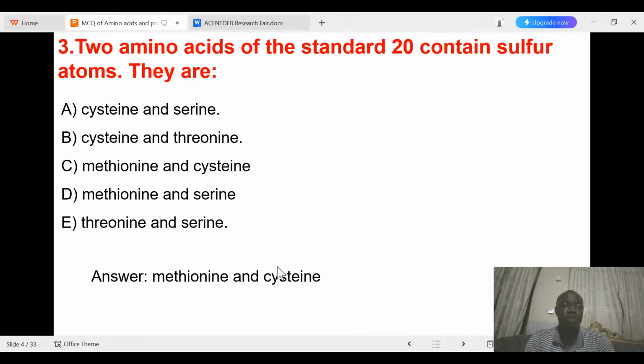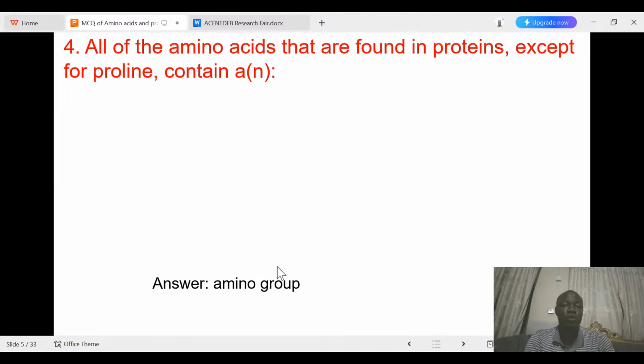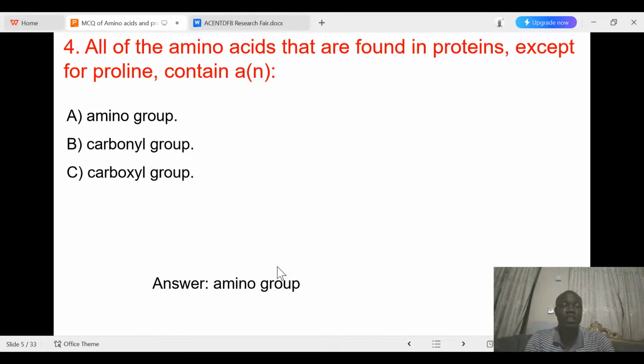So let's move to question 4. All of the amino acids that are found in protein, except for proline, contain dash. They contain, all of them, A, amino group. B, carbonyl group. C, carboxyl group. D, ester group. E, thiol group.